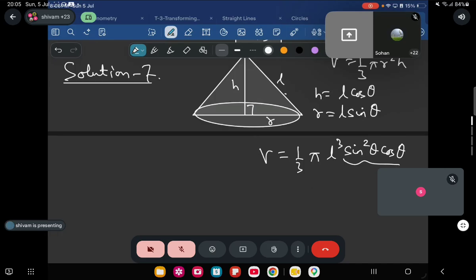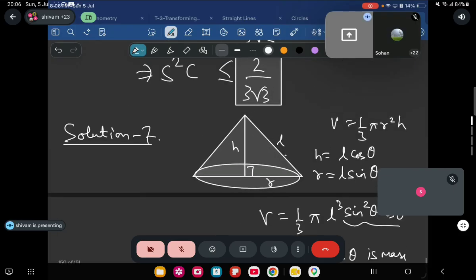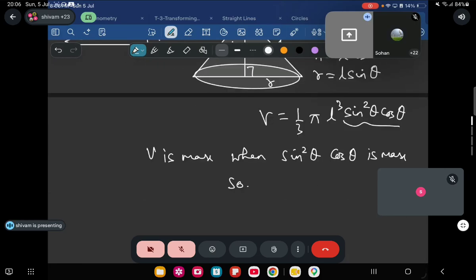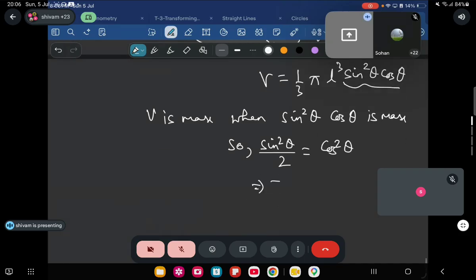So volume is maximum when sin square theta into cos theta is maximum. And the maximum value is attained when all the quantities involved are equal to each other, right? In AM-GM we know it. So sin square theta by 2 must be equal to cos square theta. Tell me everyone, from here what do we get?